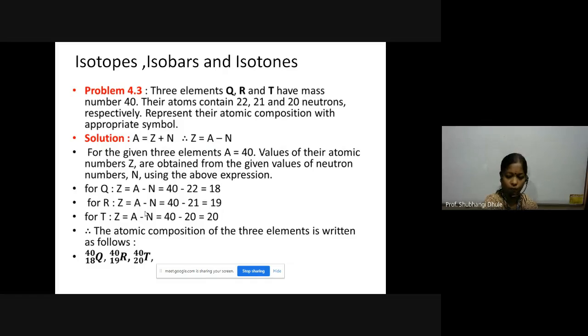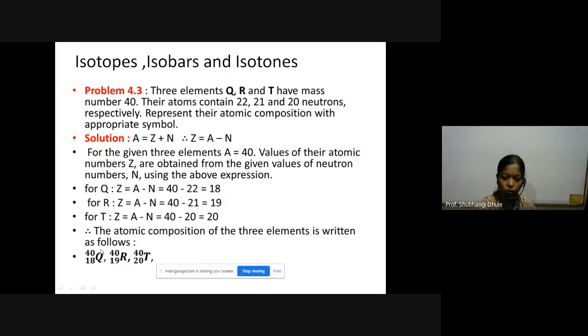So this way it's very easy to calculate the number of protons, number of electrons, and the number of neutrons. So always say that it's easy, the things become easy. Okay, so the atomic composition, how can you write it now? How to write the composition? Atomic composition means you have to represent the nuclide in this form.